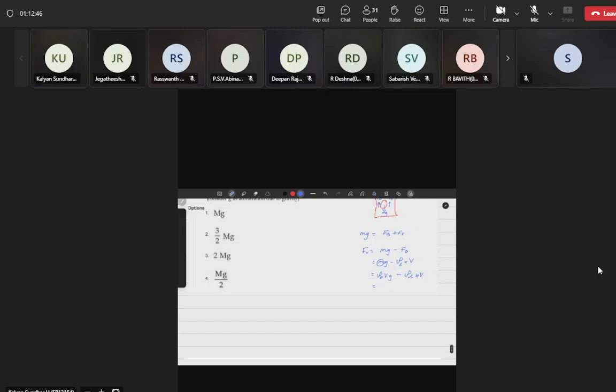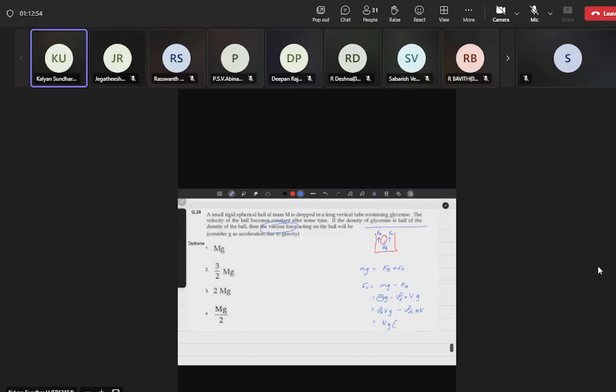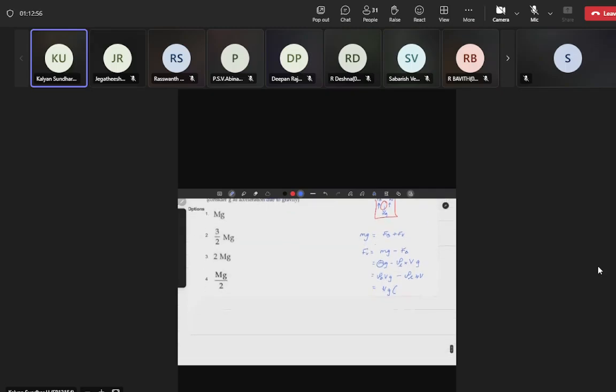So rho v g will come. So rho, v and g I can take as common. What is the density of the ball? Glycerin is half of the ball, correct? So what can we write? Rho of b minus rho b by, so it will be rho v g by 2. What is rho into v? So mg by 2. Option 4.